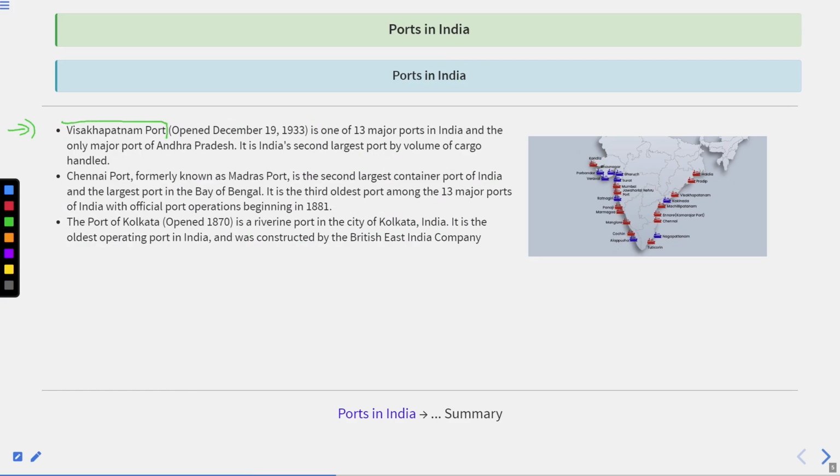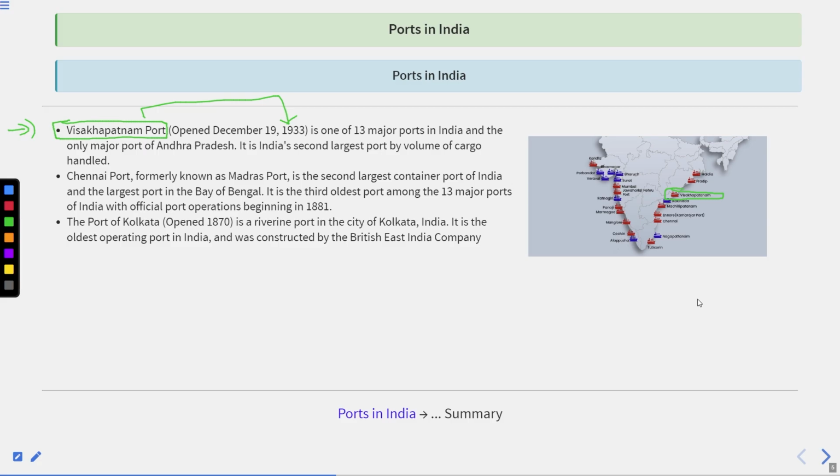Then we have Vishakhapatnam port. The Vishakhapatnam port was opened in December 1993. So you can say it was opened during the British era, as Vishakhapatnam. Actually, it was opened by the Britishers in order to build a military naval base. Later on, we further developed it as an important seaport that could be used for shipments and cargo.